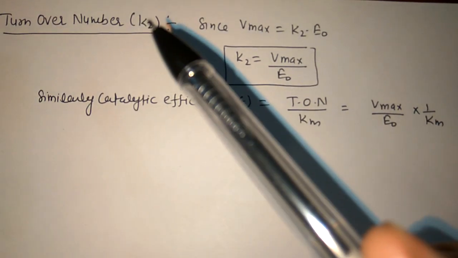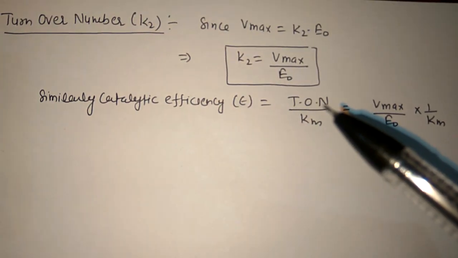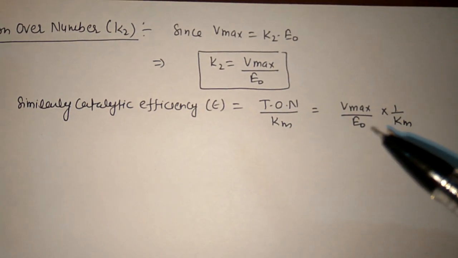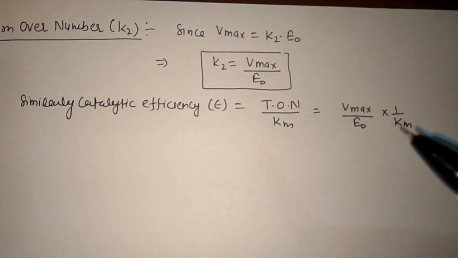Similarly, for catalytic efficiency, we divide K2 by Km, the Michaelis-Menten constant. Therefore, catalytic efficiency is equal to K2 over Km, that is equal to Vmax divided by E naught into 1 by Km.